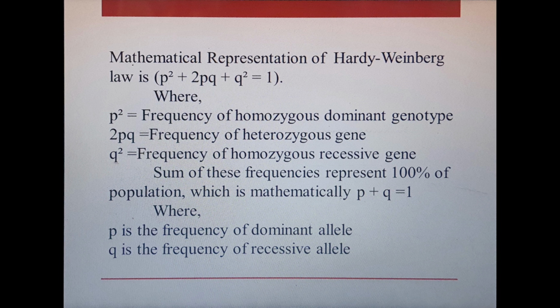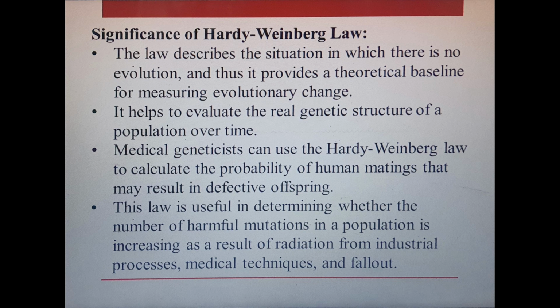This way Hardy-Weinberg law is represented. We can say the sum of these frequencies represents 100% of the population. That means the frequency of dominant allele plus the frequency of recessive allele will be equal to 1, which is represented mathematically as p plus q equals 1, where p is the frequency of dominant allele and q is the frequency of recessive allele. This is all the mathematical representation of Hardy-Weinberg law. Next, we will see the significance of Hardy-Weinberg law.